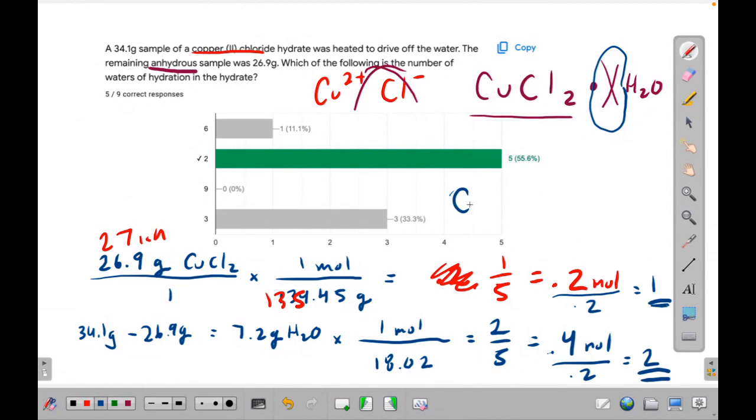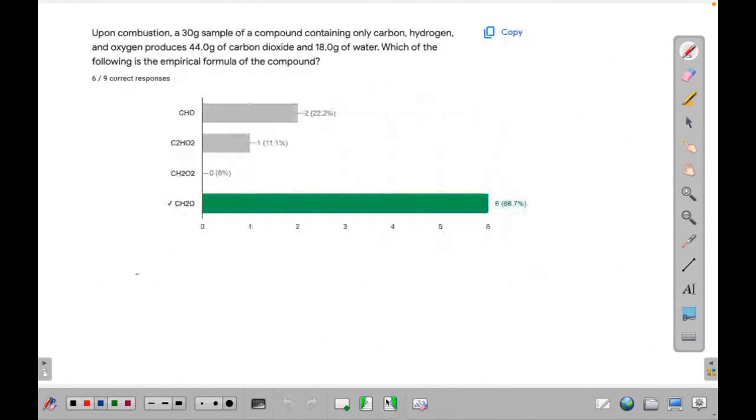So the correct way you'd write this would be CuCl2 with this little dot representing the hydration and 2H2O. So our correct answer is 2. Great job to everyone who got that. And even if you didn't, I'll admit the first time I did this, I rounded. I got real sloppy with my rounding in mental math, and I thought the answer was 3. So yep, the answer was 2. Great job if you got it. Keep working if you haven't.